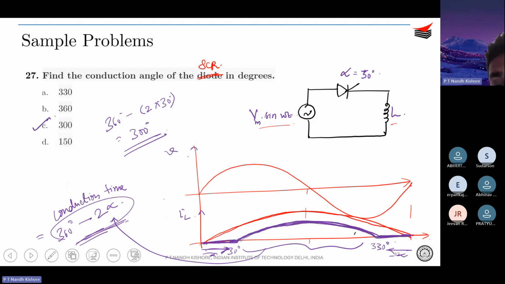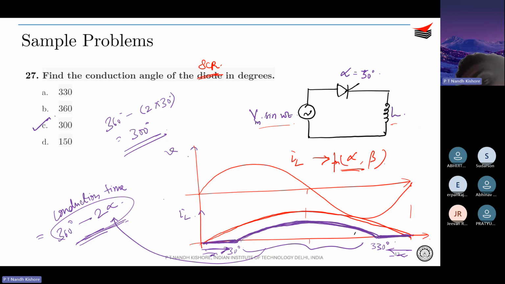You can find out an expression for IL, and that will be a function of alpha and beta. Some cos of alpha and cos of beta terms will come. I actually wanted you guys to do that, so that's why purposefully I have not included that slide over here. It will be good if you can derive that expression. I just solved the example by intuition. Actually, you can tell, right?